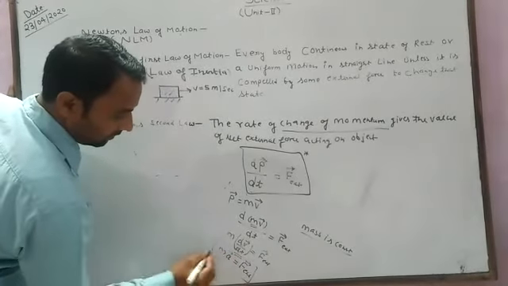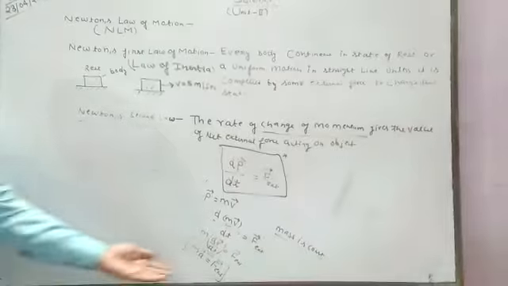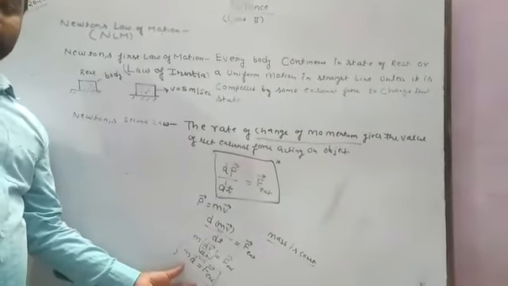This is another formula which is derived from the second law: F is equal to ma.